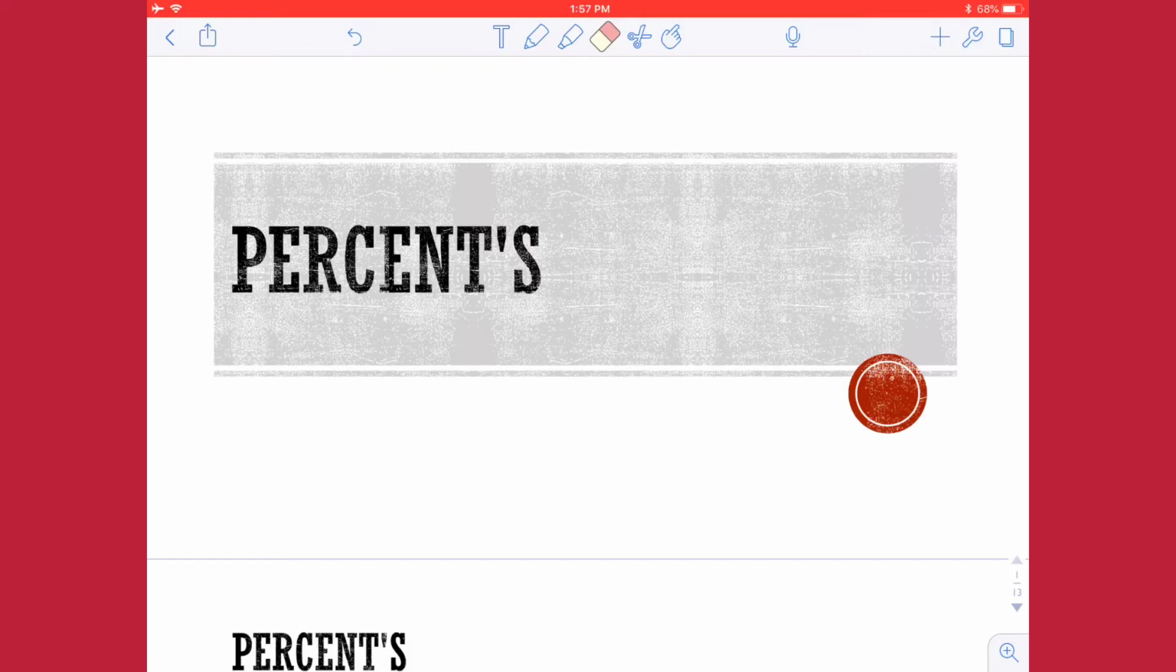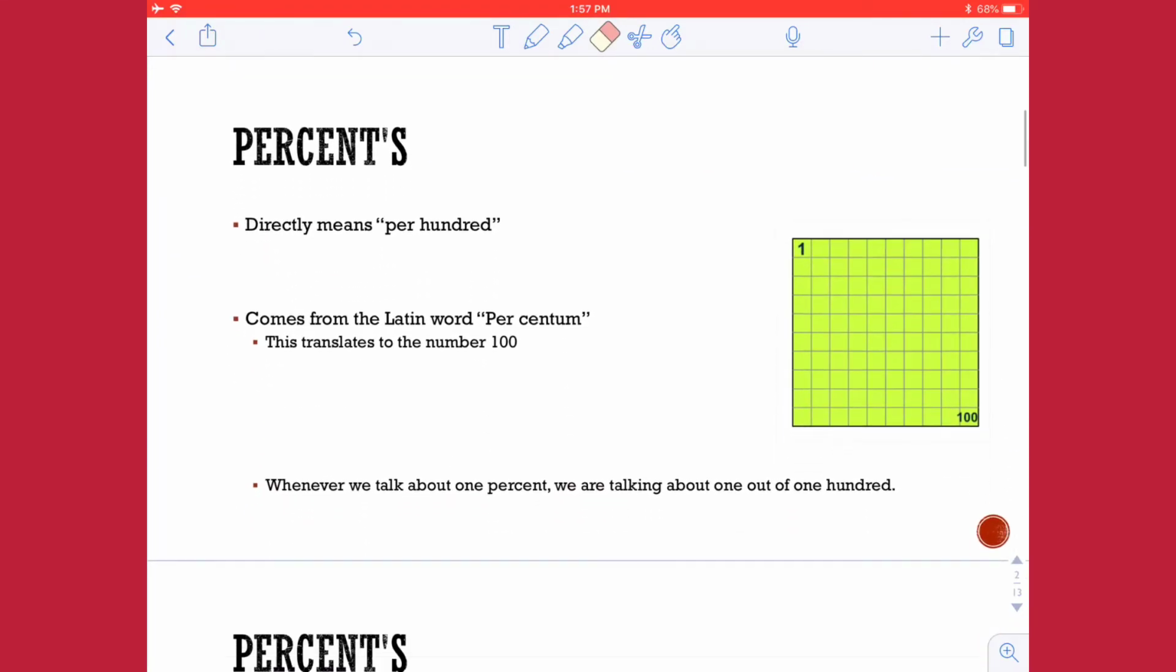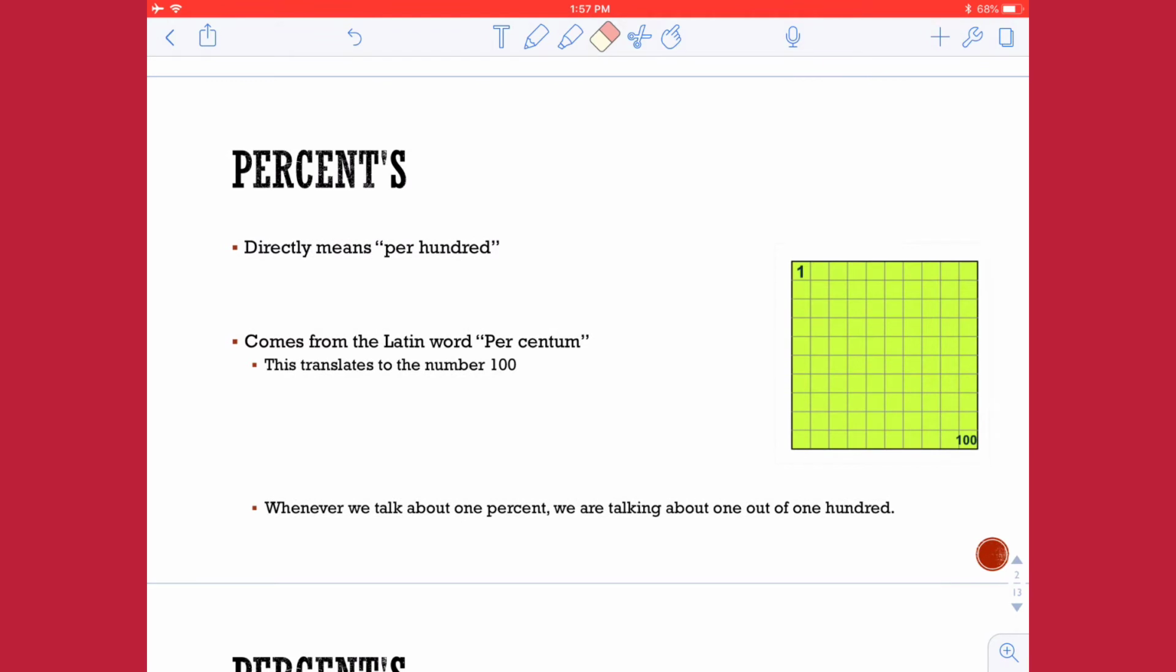And in this section, we're really going to talk about what percents mean, how you can use them, and even sometimes how they're abused in our news and our media and different outlets. So going on to the idea of percents, what does it actually mean? When I think about a percent, it directly means per 100. It actually comes from a Latin word, percentum, which translates to the number 100.